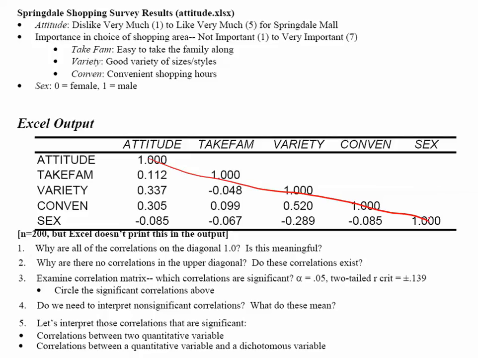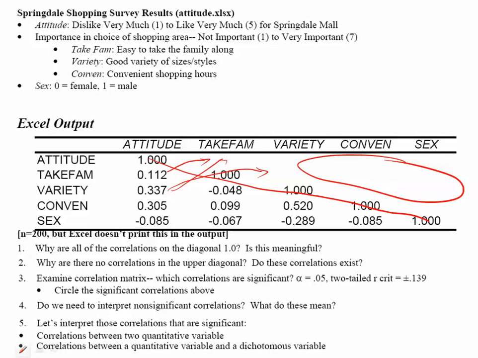Number two, why are there no correlations in the upper diagonal? Basically because the upper diagonal is just a mirror image of the lower left. So this value would be here, this value would be here, and so on and so forth. So it's redundant. It's not necessary to put all of those different values because we would just see the same values. So let's examine the correlation matrix.